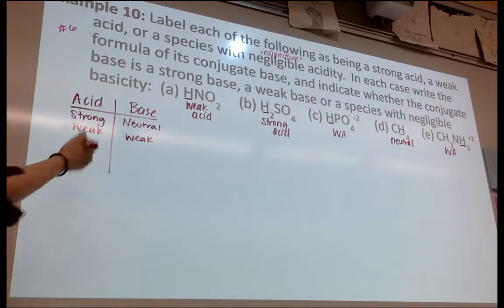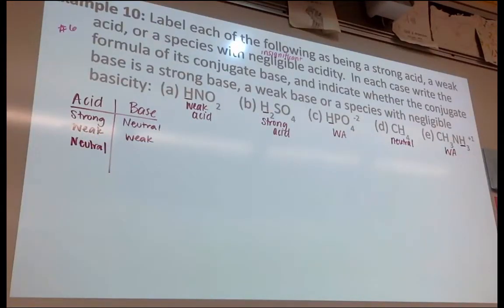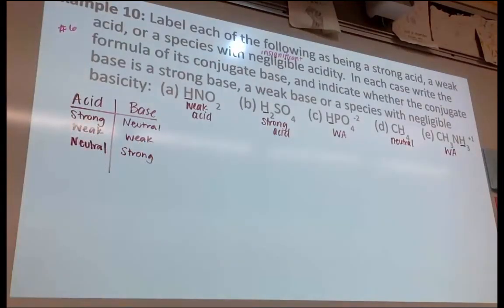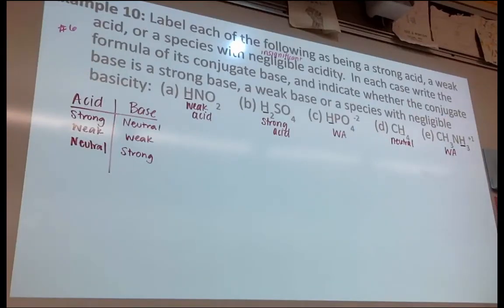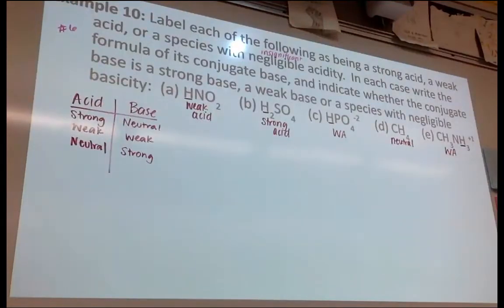The third option is if we have a substance that has negligible acidity or is neutral in terms of the acidity, its conjugate will be strong. So notice how we always have one of two pairs, strong and neutral or weak and weak. So as we go through and we look at the conjugate bases, we can use this to figure out, is the base strong, weak, or neutral? So see if you can go through A through E and write the formula for the conjugate base.